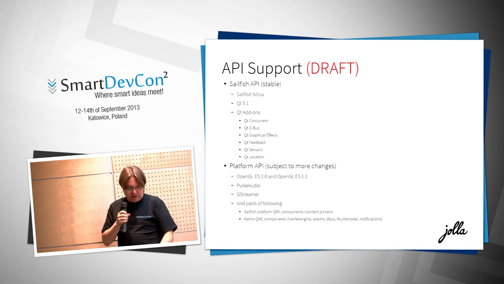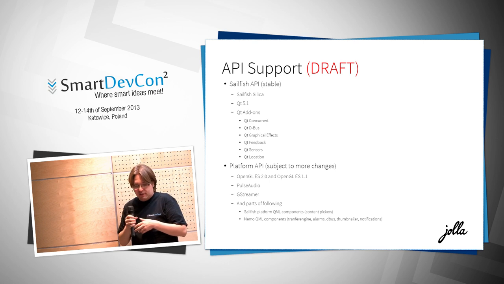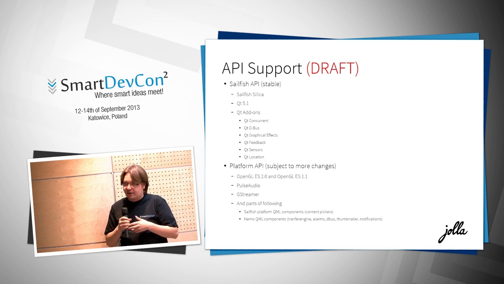And then we have some platform QML components, things like contact pickers. So you could easily have a contact picker or image picker or this kind of component available. And from the middleware, we will support some of those QML components. Most useful to me looks like the transfer engine for integrating your file transfer to the system UI. Alarms, so that you can set up alarms for your user. D-Bus for easy access to D-Bus. Thumbnailer for thumbnailing, obviously. And notifications, so that you can integrate your own notifications to our event screen.